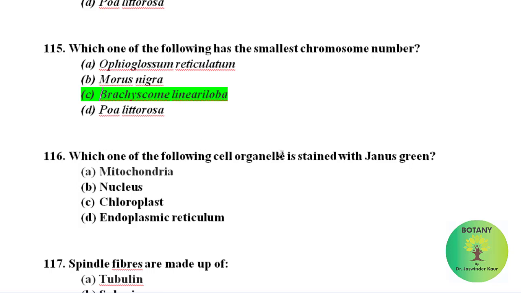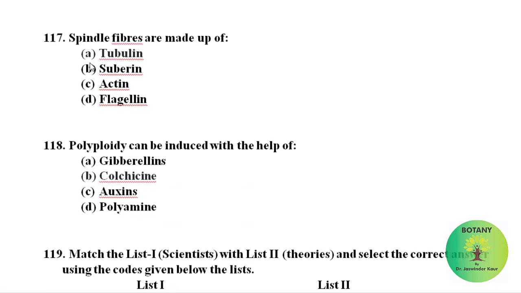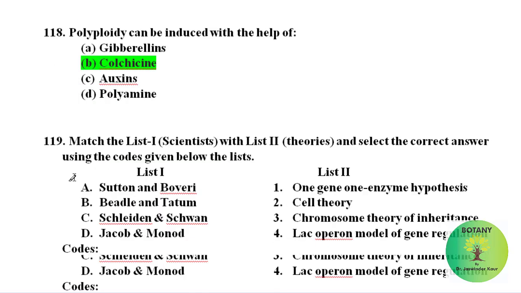Which one of the following cell organelles is stained with Janus green? Janus green is used to stain mitochondria. Spindle fibers are made up of tubulin. Polyploidy can be induced with the help of colchicine.